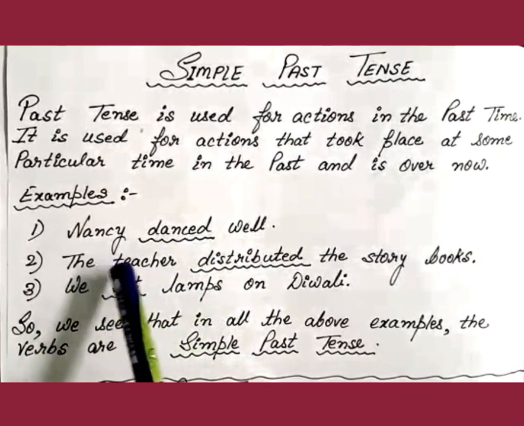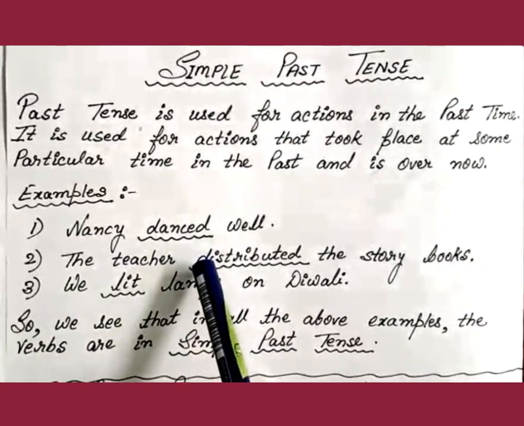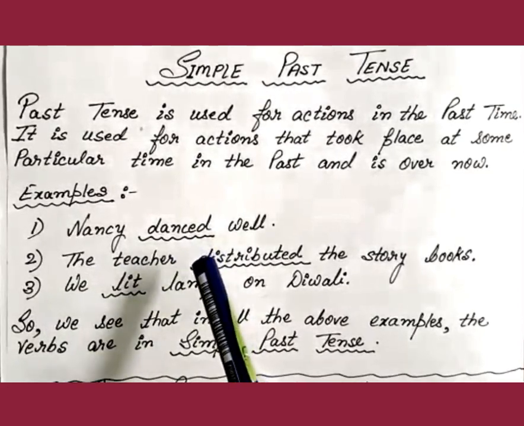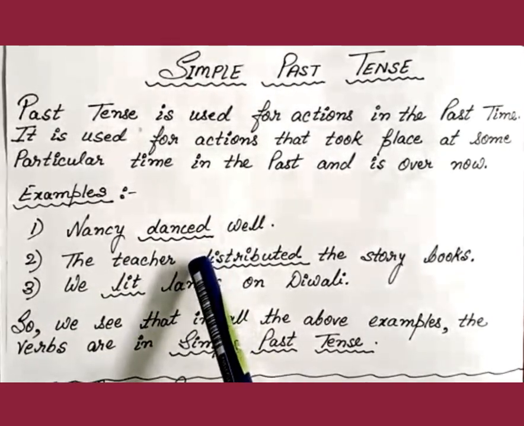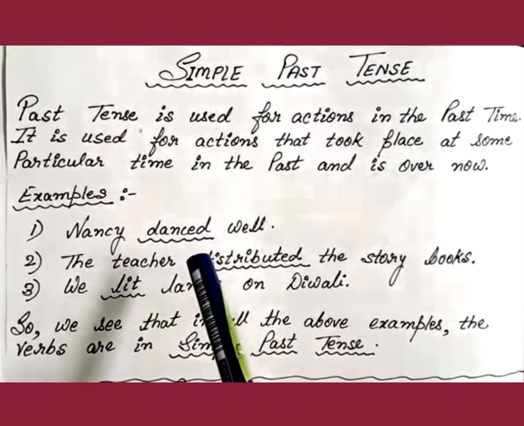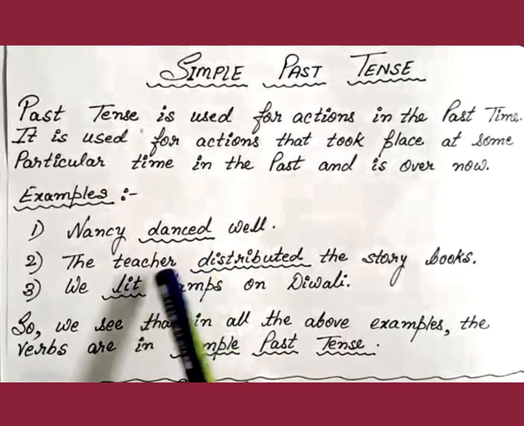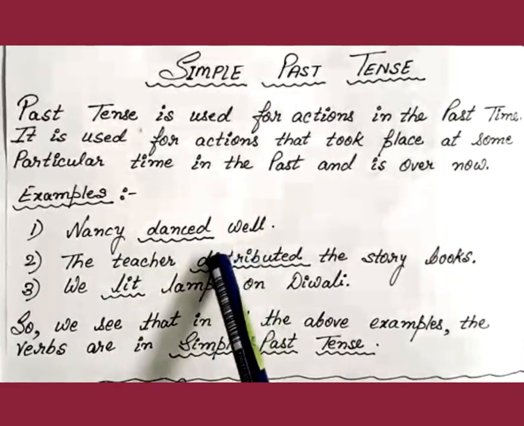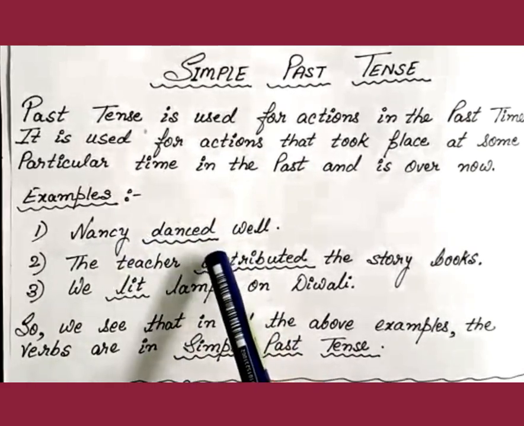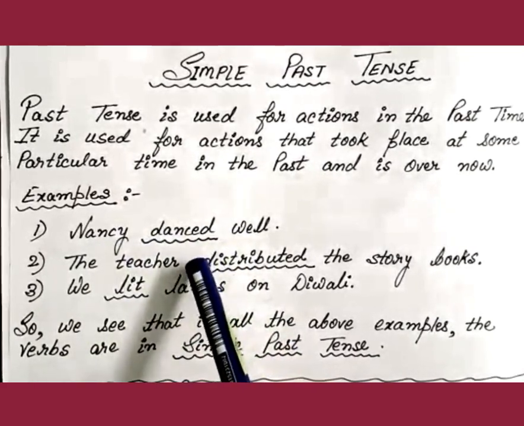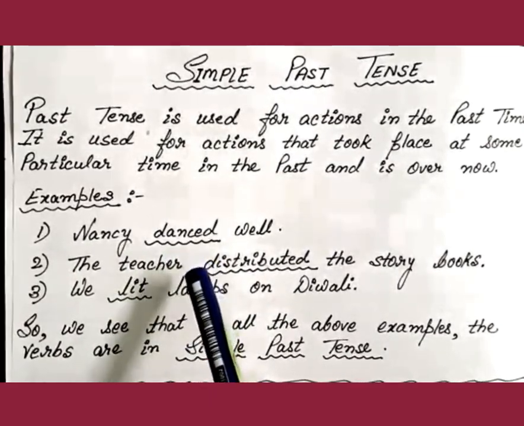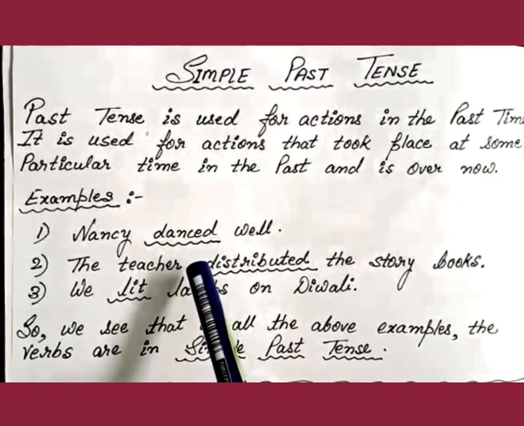That is, Nancy has already danced. She is not dancing now, neither will she dance in future. This action tells you about an action which has taken place already, much before. So Nancy danced well. In this particular sentence, you find that this verb danced has evolved, it has originated, it has come from a root word dance. So dance is in the present form, danced is the past tense.